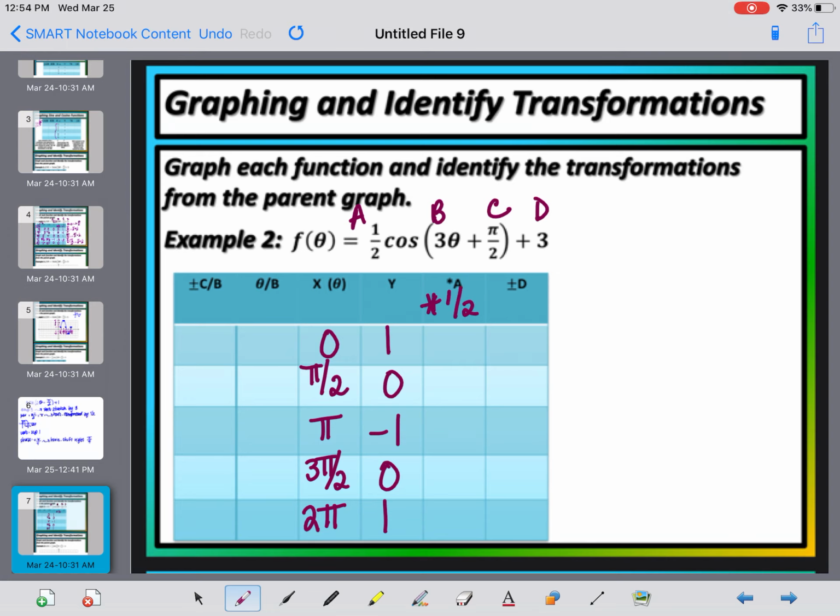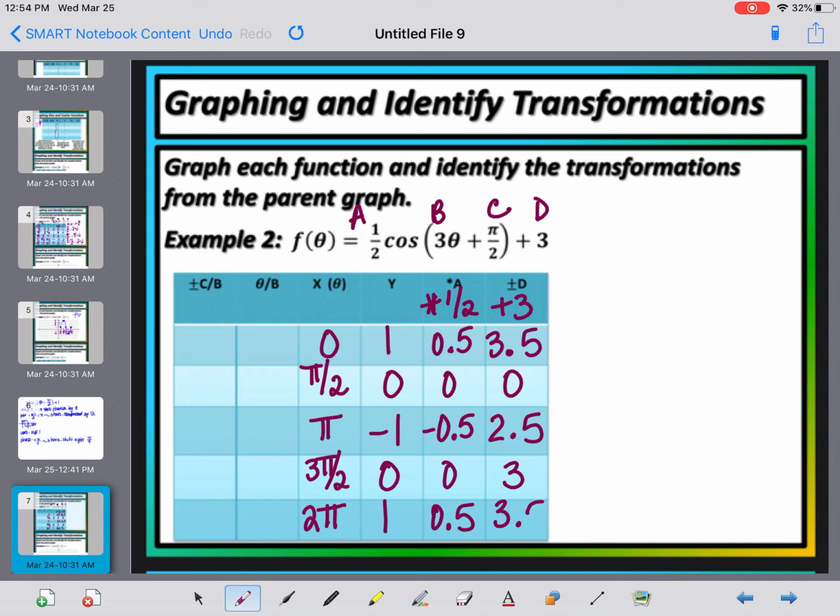Okay, so A is times 1/2 this time. So 0.5, 0. Okay, and my vertical shift is plus 3. All right, that's the easy side. Okay, all right, so theta over b. We're going to be doing theta divided by 3. So remember, those fraction ones, you're probably going to have to multiply by the reciprocal.